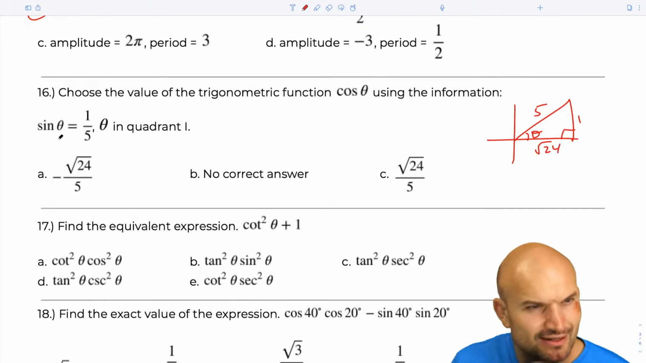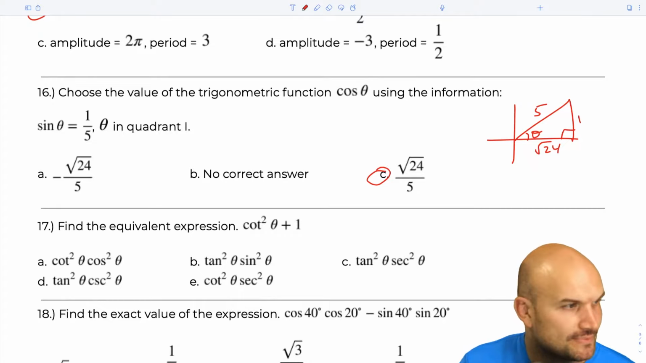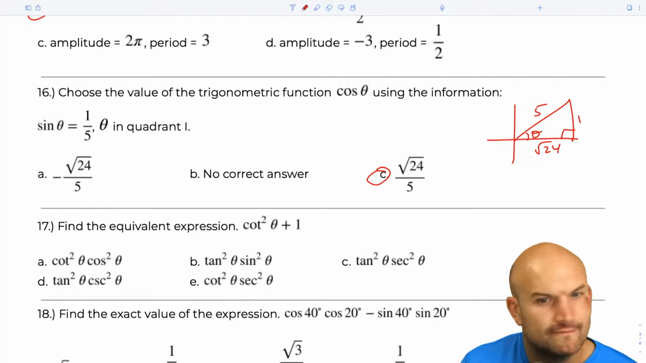And what are we trying to figure out again? Choose the value of the trigonometric function cosine. Oh, we're trying to find cosine. So cosine is going to be square root of 24 over 5, which would be answer C. I forgot to move those out. That's not it. There you go.